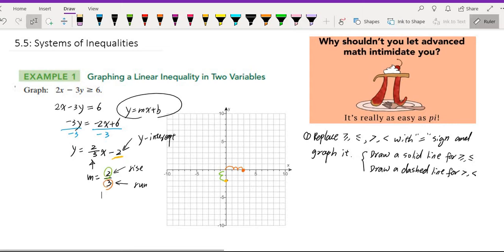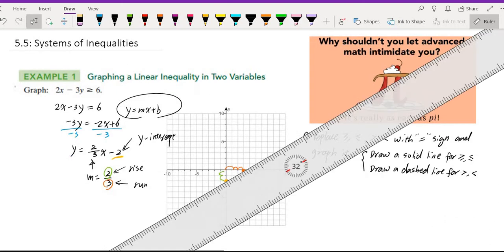So then we're going to connect those 2 points. Before we draw the line, let's make sure what kind of line this is going to be. Because we have the greater than or equal sign, and the equal sign is very important, we're going to draw a solid line, because the equal sign is included. Okay, so once we have this, that finishes our step 1.